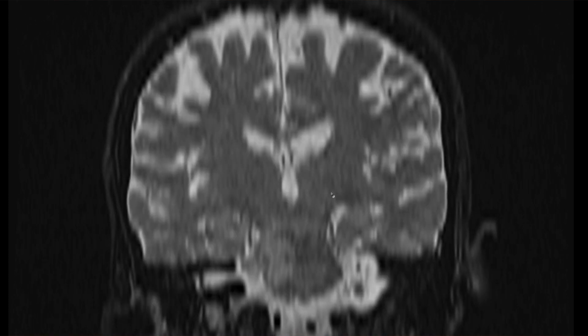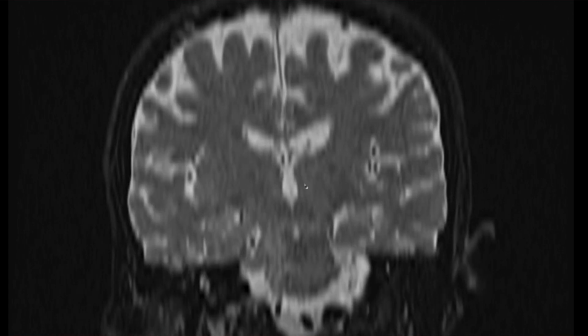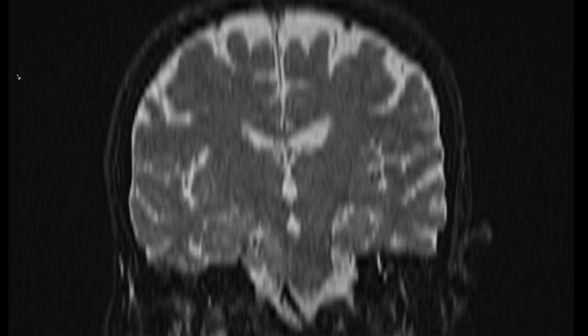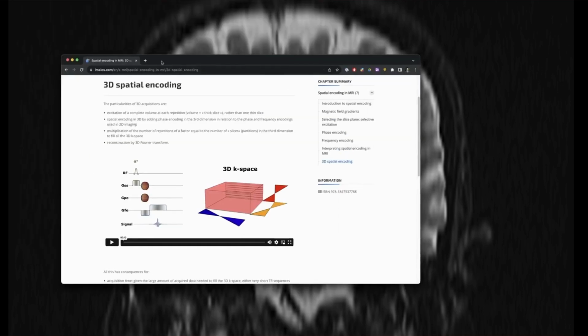So if you're going to do a 3D convolutional neural network, it would make more sense to me to use any type of 3D algorithm. I would really look for the 3D sequences. The downside is that they typically take a little bit longer to acquire.